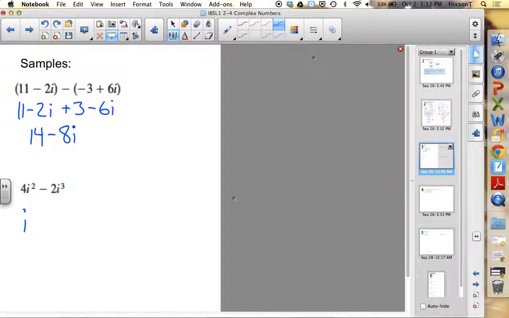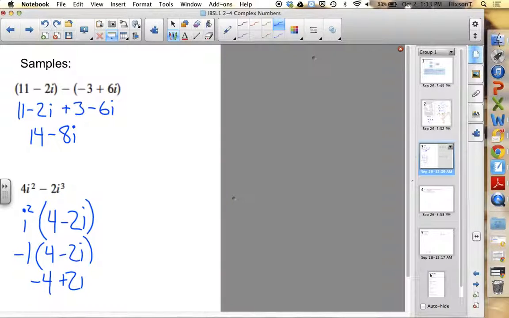If you factored out an i squared, you would have in the parentheses 4 minus 2i, right? And you said that's -1, right? So let's throw it back in now. -4 plus 2i. That would be standard form.